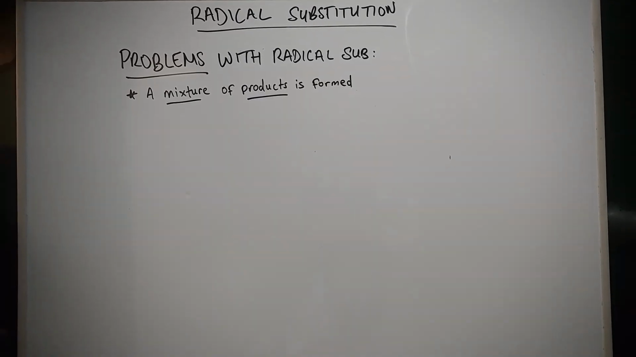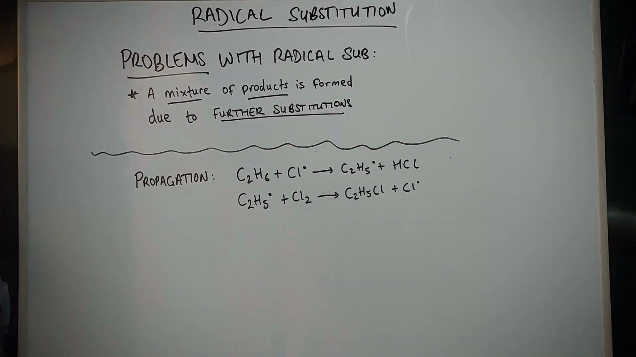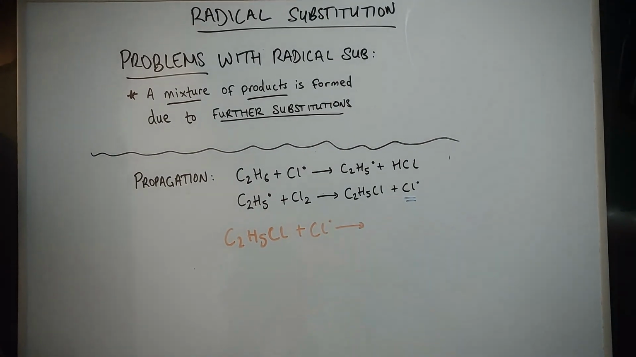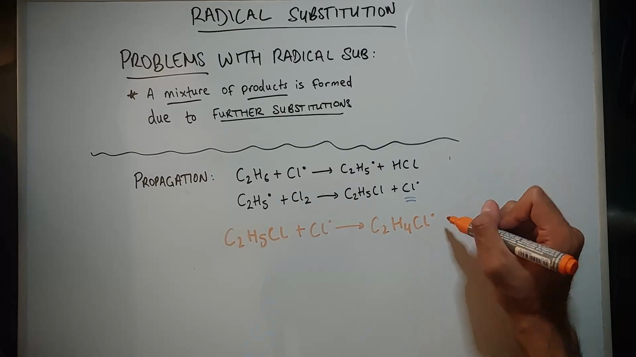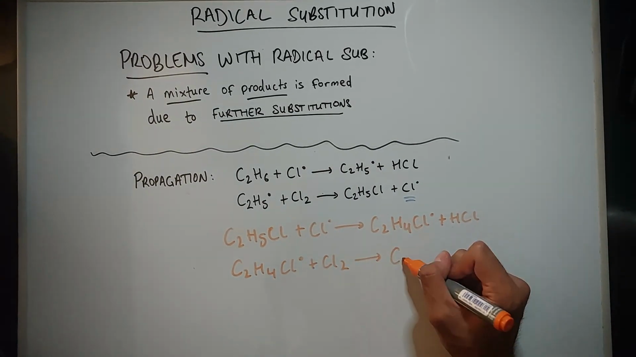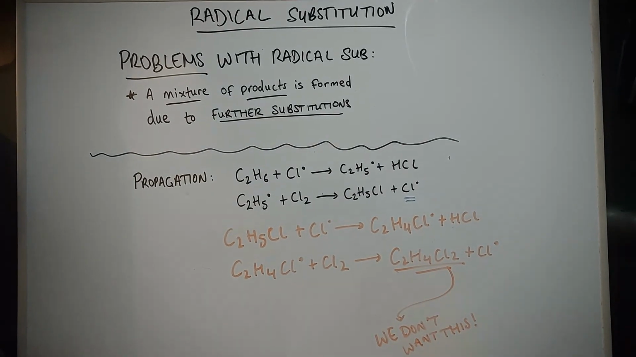In your exams, you could be asked about problems with radical substitution. The main problem with this process is that a mixture of products is formed. One reason for this is that you can have multiple termination steps, as I showed before. Another reason is that you can have further substitutions, which I have shown happening here. If you don't have a termination step, the chain reaction continues, as the radicals will continue reacting, forming products that you don't want. As you can see, we don't want this.